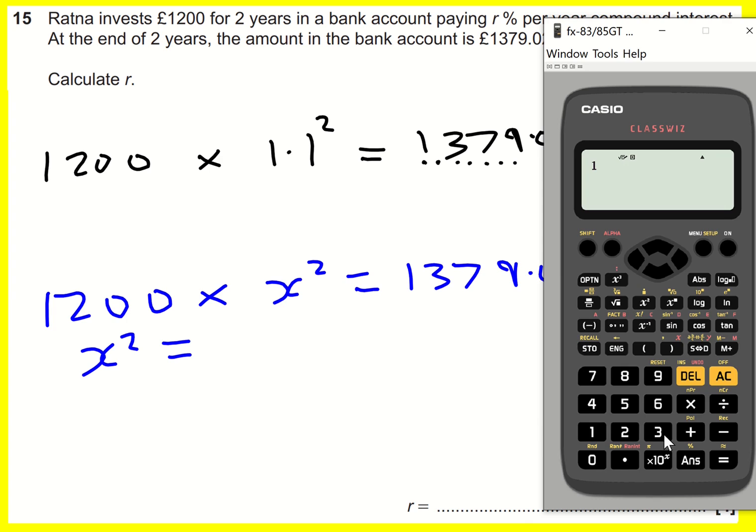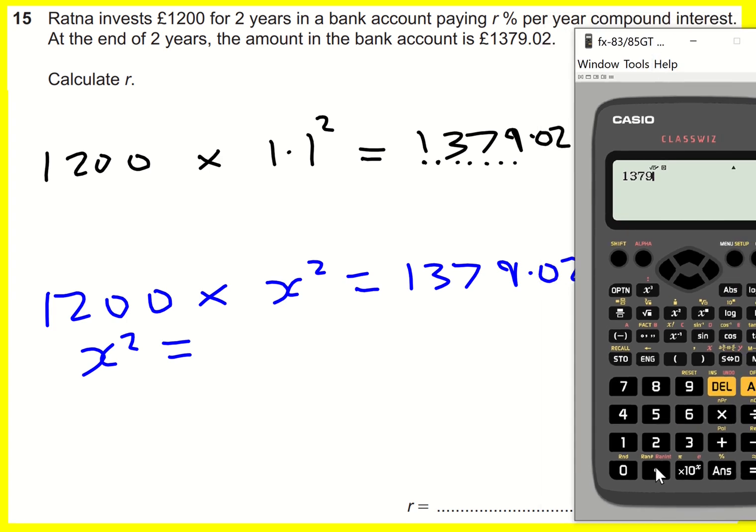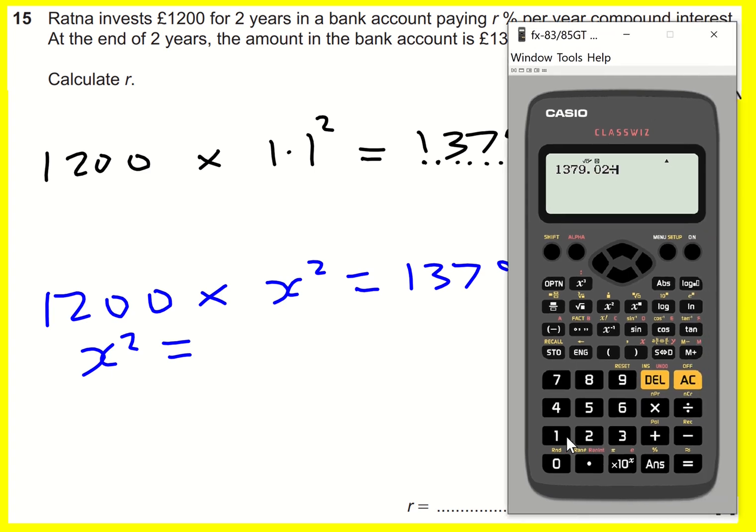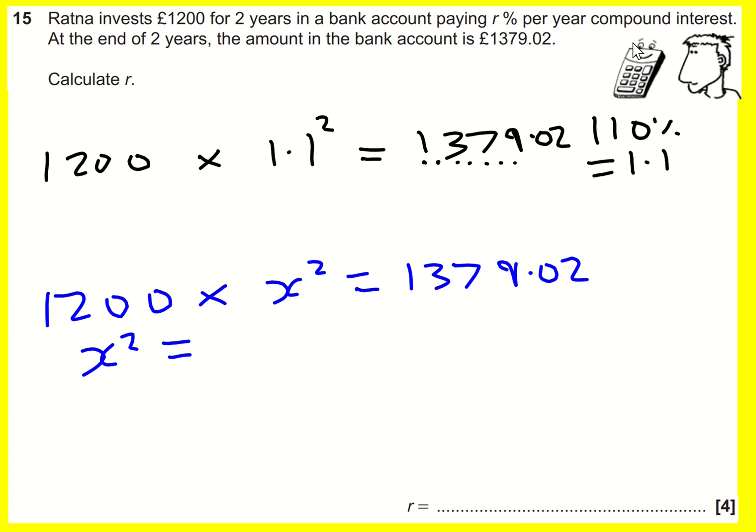So 1379.02 divided by 1,200 equals 1.1491, and then x is going to be the square root of that. And this works really well. If I put it in for 5 years, this would be x to the 5, and I would take the 5th root and so on.